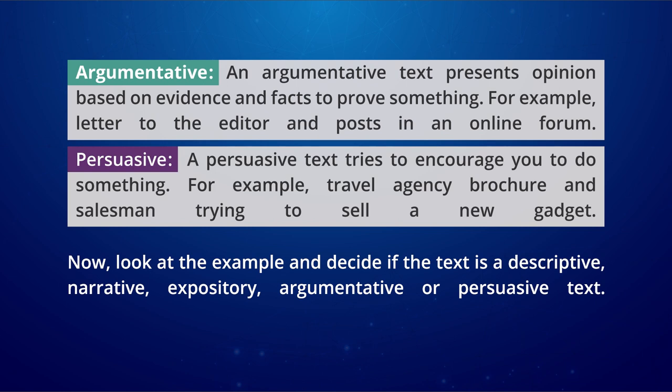And the last text type is persuasive. A persuasive text tries to encourage you to do something. For example, a travel agency brochure and a salesman trying to sell a product. It's like advertisements, no? This is the only good product, you buy it. That's one trivial example, but there are others, even political party manifestos. Or suppose one needs to explain why one has to be hygienic, there they try to convince you.